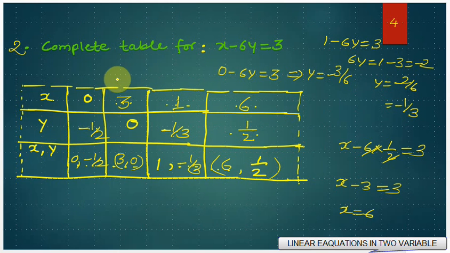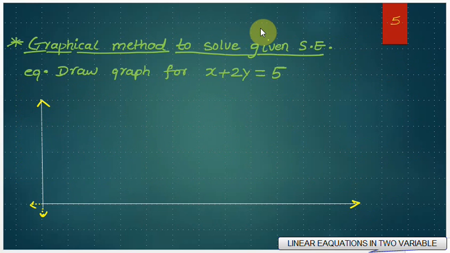So in this way we have to complete the table for the given line, and these values of (x, y) are the solution of the given line. Using the same concept, we have to calculate the values of x and y by the graphical method. Now, what is the graphical method to solve the given simultaneous equations? If we are given two equations, then we have to calculate the values of x and y by using the general method, Cramer's rule, or the graphical method.